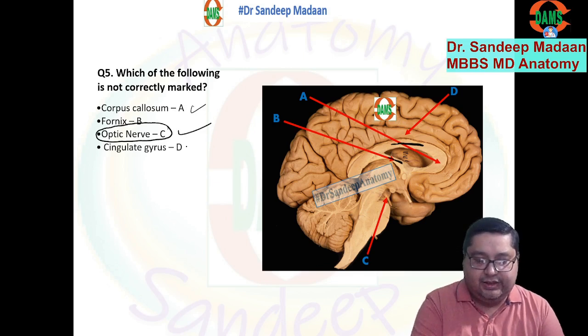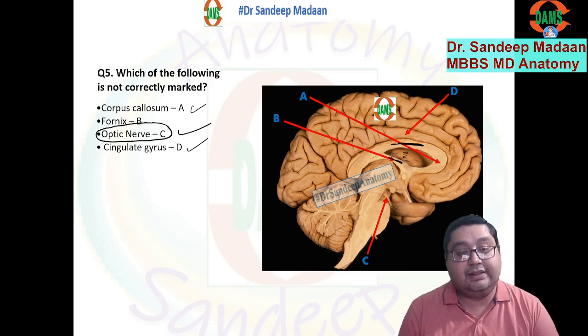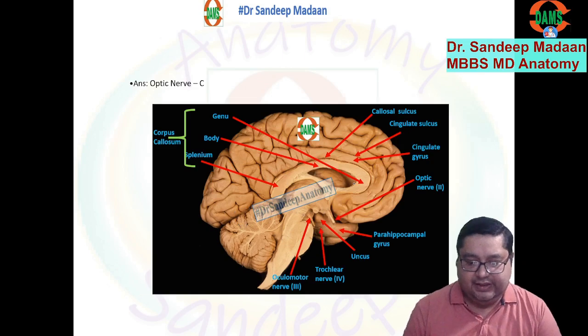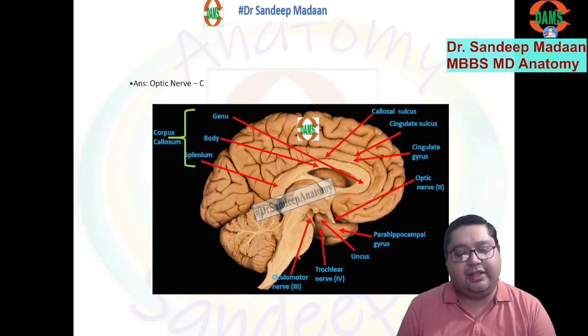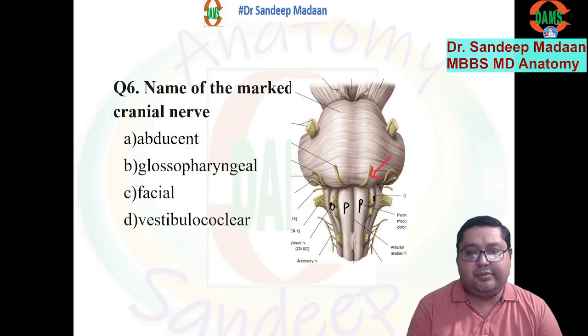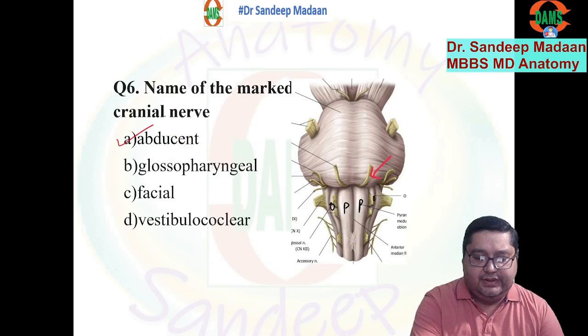What about D? Is it the cingulate gyrus? Yes. So others are true, but what is C is the third nerve, oculomotor. Where is the second nerve? Here. You can see this is the given marking. All the labelings are there. Now the next question is this. One marker is given and they are asking what nerve has been marked. So answer is abducent nerve.